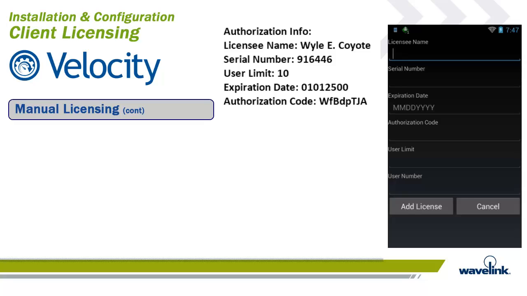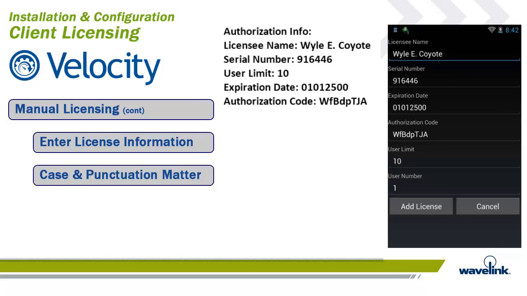All the licensing information sent to you now must be entered into the manual license window. The information is case sensitive and all spaces and punctuation must be entered exactly as shown. It is standard practice to cut and paste from the document or the email as much as possible to make sure the data is entered exactly.